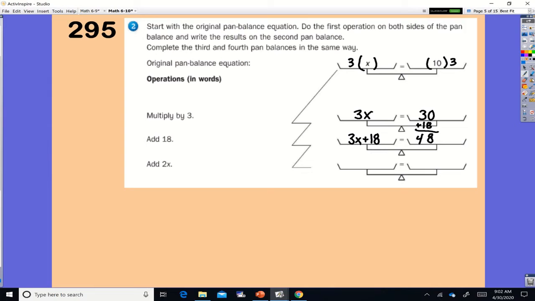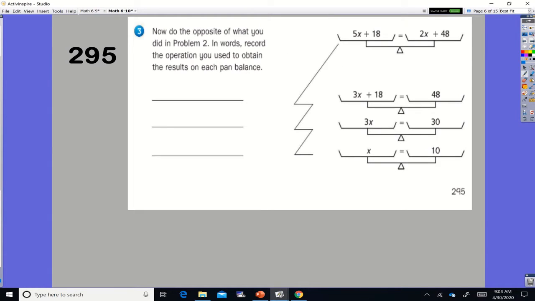Now we add 2x to both sides. Now my like terms here, that gives me 5x plus 18. 48, I can't add 2x there, so I'm just going to add 2x right there. Okay? All we did is we took what they told us to do and we put it into perspective. Make sure that we have those like terms there. Now, this is simply what we're going to be doing today, or you're going to be explaining like they did over here. So, now we're going to do the opposite of what they did on problem 2.